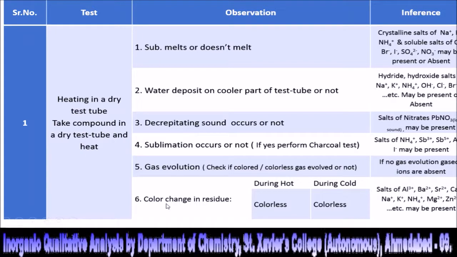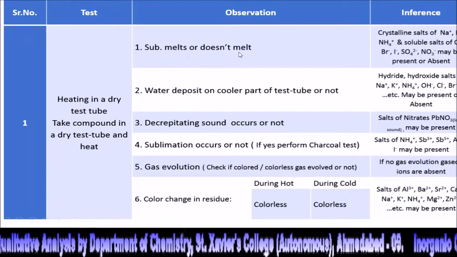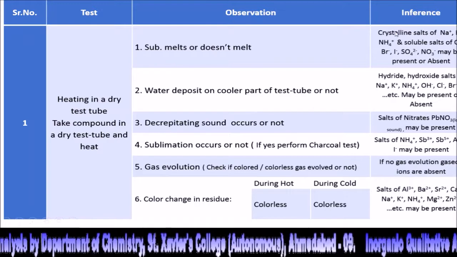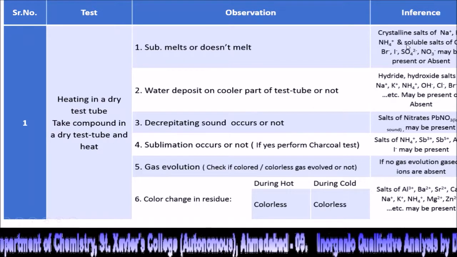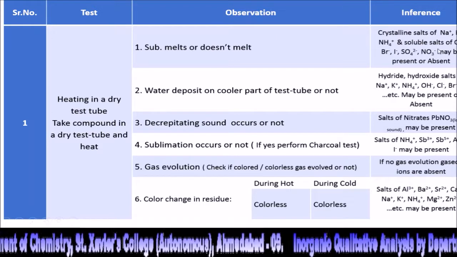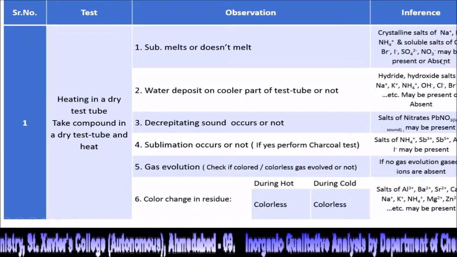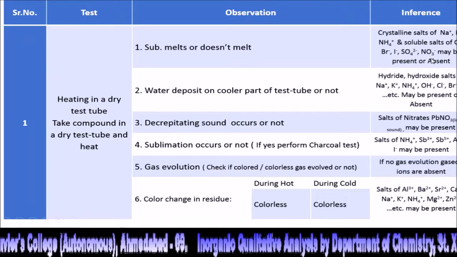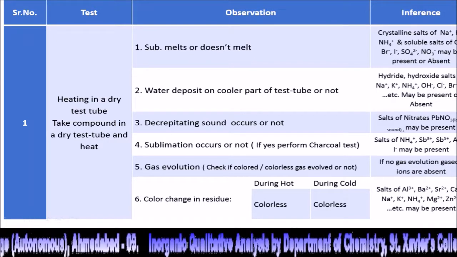Six observations are there. First one, substance melts or substance does not melt. If substance melts, we can write in inference that crystalline salt of Na plus, K plus, NH4 plus and soluble salts of chloride, bromide, iodide, sulfate, nitrate may be present. If substance does not melt, then these are absent. Instead, we can write carbonate, sulfide, phosphate, oxide may be present.